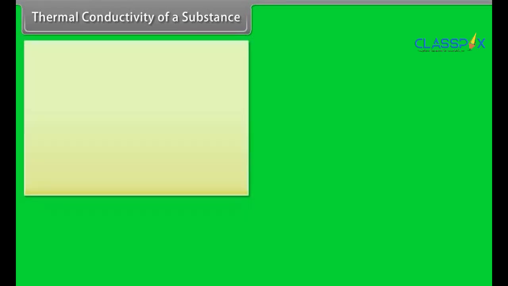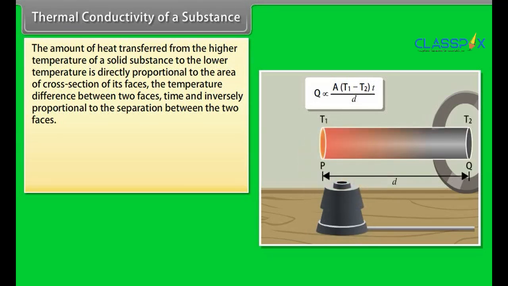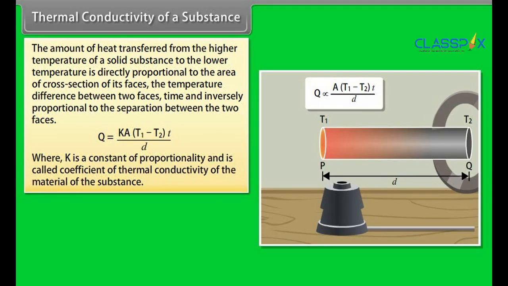Thermal conductivity of a substance. The amount of heat transferred from the higher temperature of a solid substance to the lower temperature is directly proportional to the area of cross-section of its faces, the temperature difference between the 2 faces, and time, and inversely proportional to the separation between the 2 faces. It gives Q = KA(T1 - T2)t/d, where K is a constant of proportionality and is called the coefficient of thermal conductivity of the material of the substance.